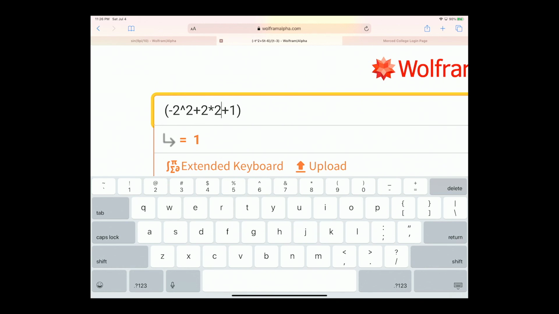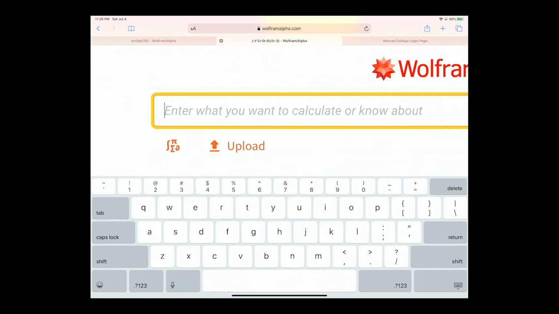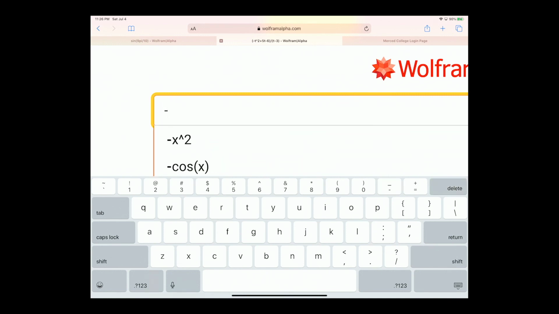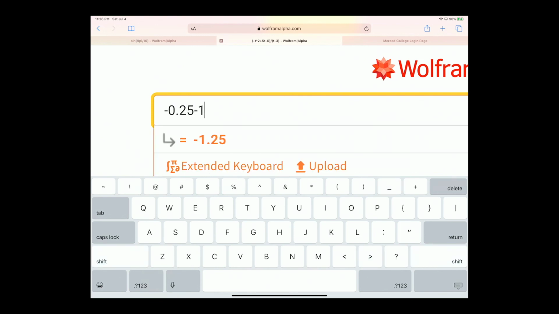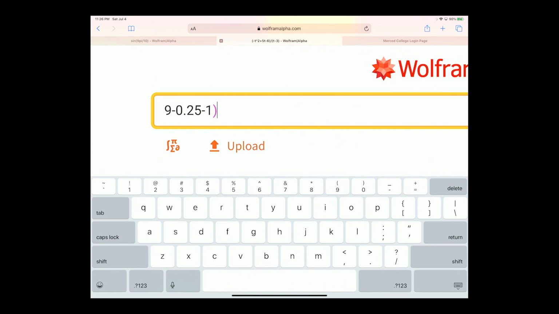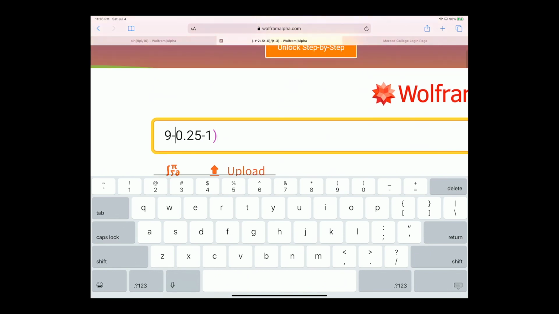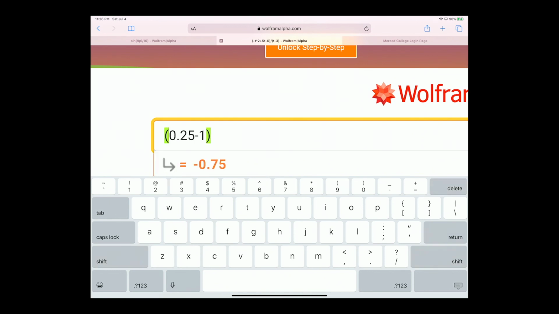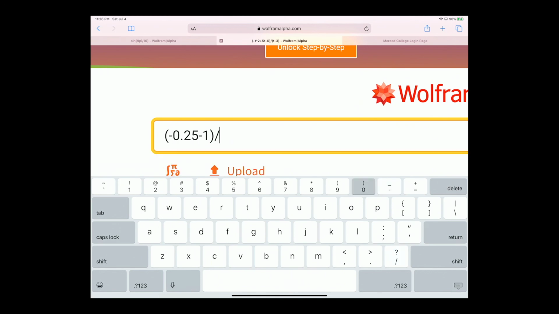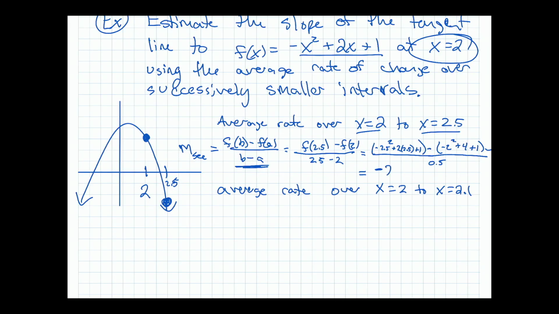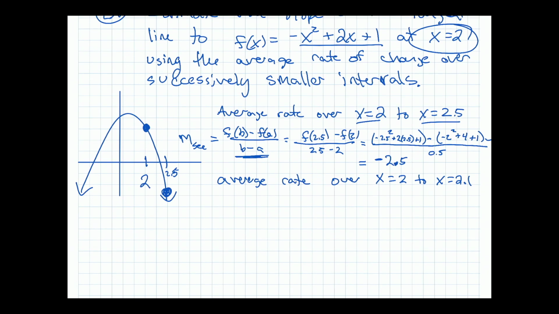So what we actually have then, I believe, in that entire fraction is negative 0.25 minus 1, in parentheses, and that was supposed to be negative, right? Negative over 0.5. And we get negative 2.5. Hopefully that's right. If it's not right, who cares? Because we're going to be doing this a few times in a row.